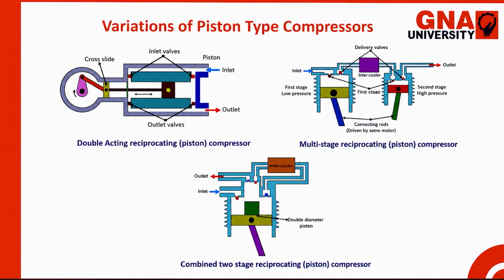So this is the working of the two-stage reciprocating piston type of compressor. Here is how it is different from the multi-stage: we get the stages using only one piston and cylinder arrangement, just with a little modification in the construction of the piston. Okay, so I hope you understand these compressors.